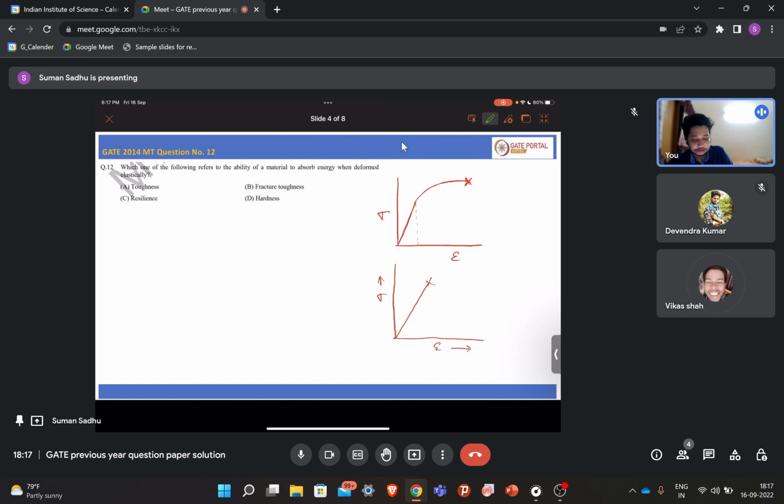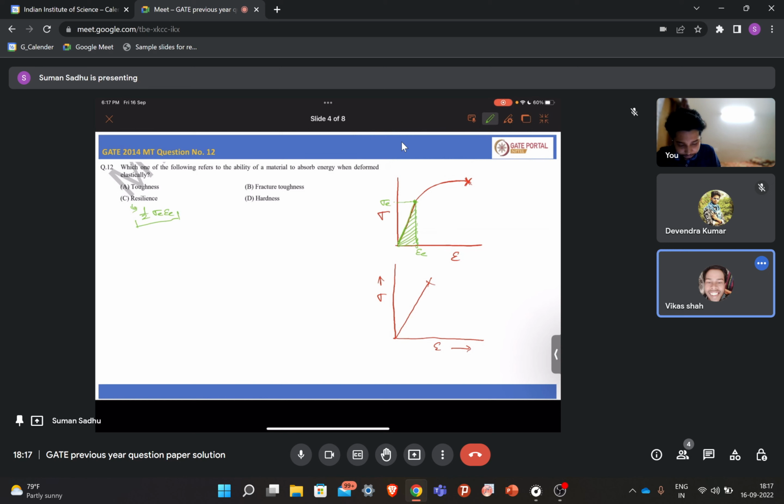Yes, so what is the resilience then? The area covered between that, sir. Yes, you're right. Basically, up to this point your material is deforming elastically. So the energy absorbed when deforming elastically is described by this area. That is your elastic limit, sigma e and epsilon e. So your resilience is this area, half into sigma e into epsilon e.